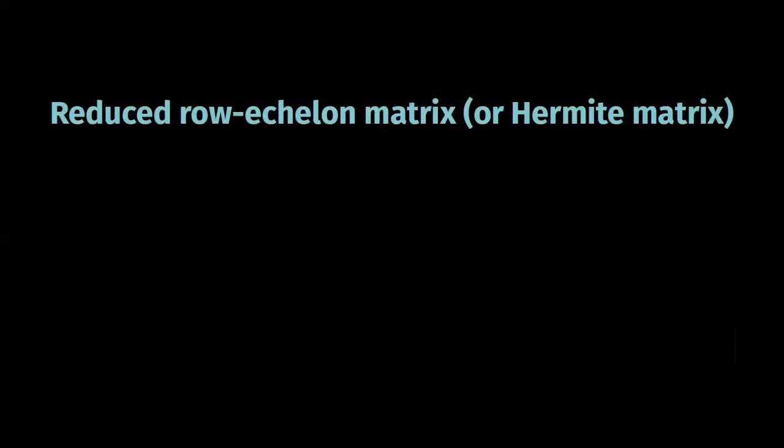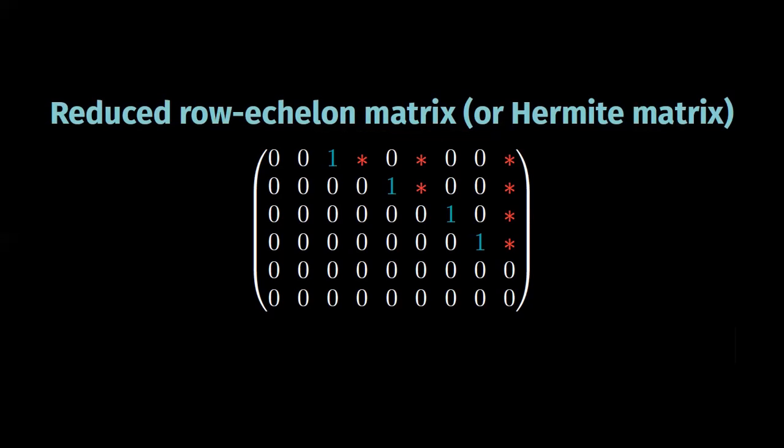We discussed row echelon matrices in the previous video. You will find the link in the description below. They are called reduced row echelon because, as we will see, they are a particular case of row echelon.